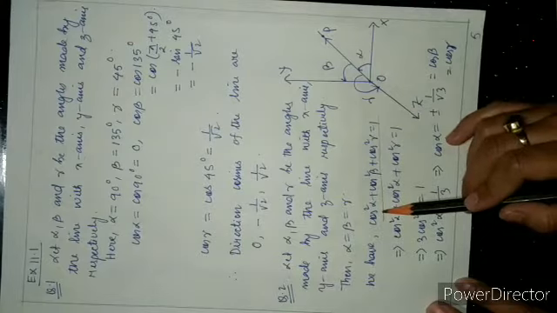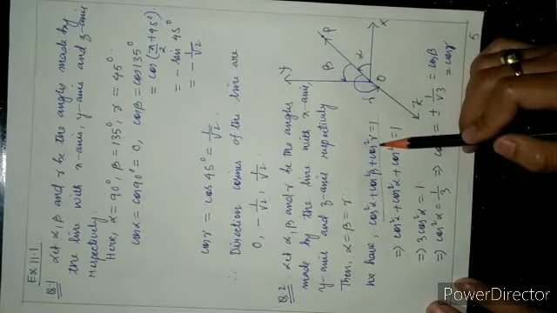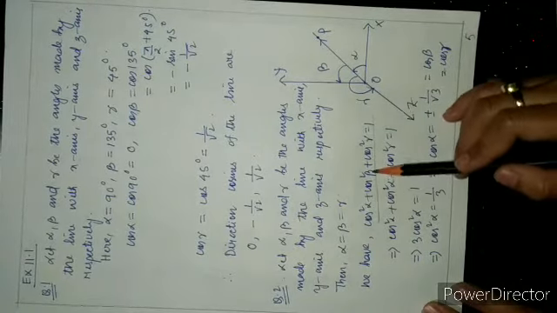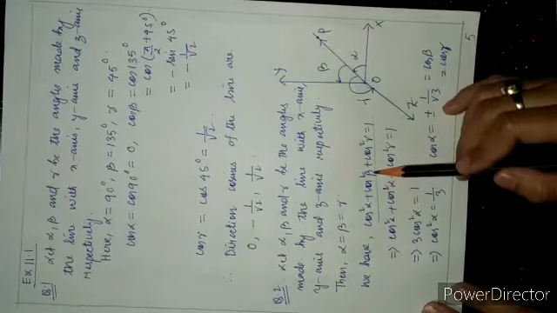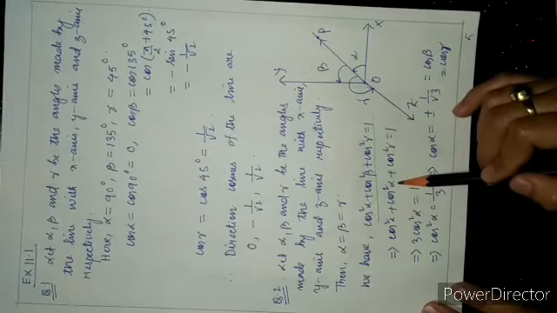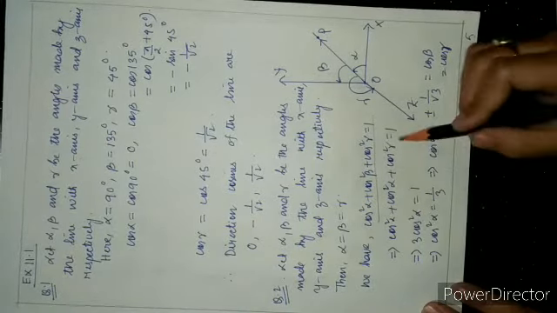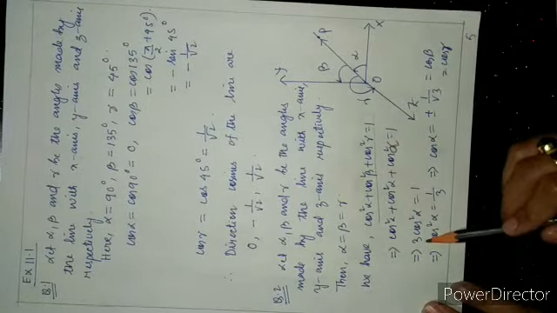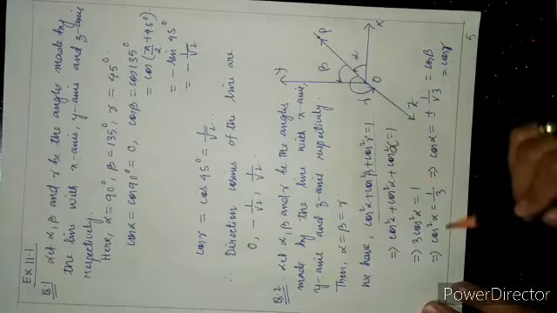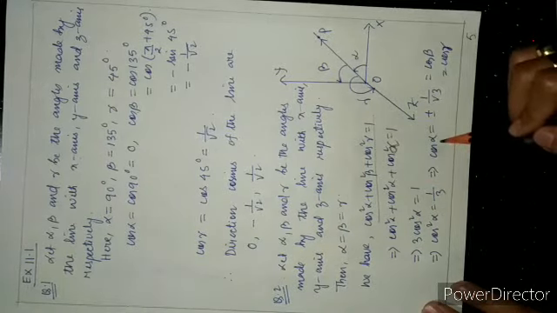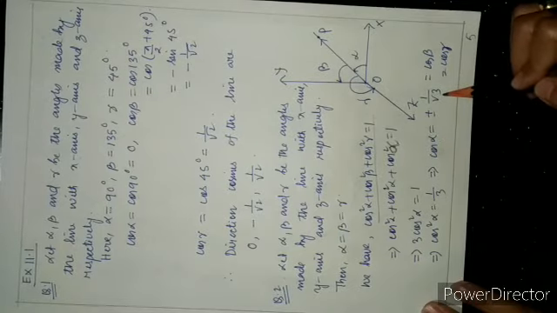cos square alpha plus cos square beta plus cos square gamma is equal to 1. If alpha, beta, gamma are equal, then replace beta and gamma by alpha. And we have cos square alpha plus cos square alpha plus cos square alpha is equal to 1. 3 times cos square alpha is equal to 1, and cos square alpha is 1 by 3, which implies that cos alpha is plus minus 1 by root 3.